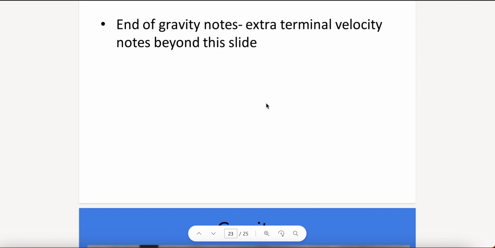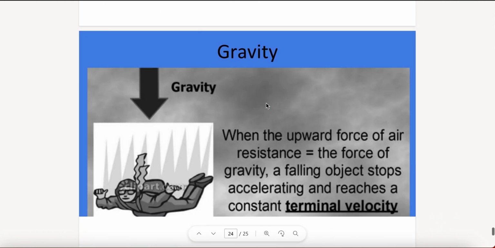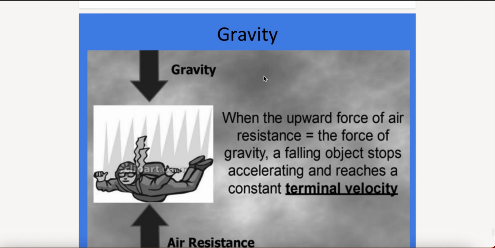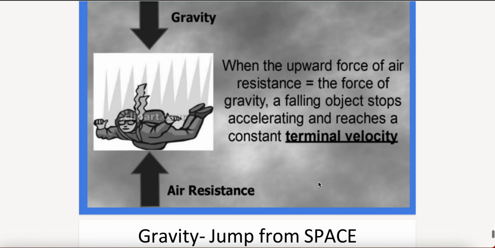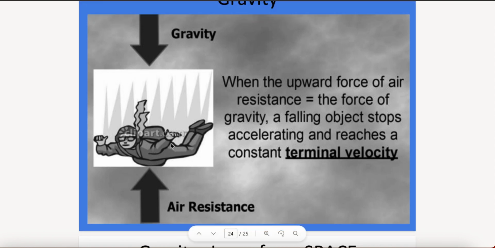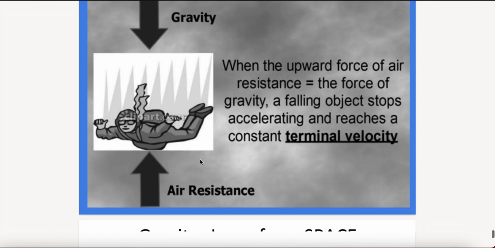Here are extra terminal velocity notes beyond the slide. We have two more slides to go over. Gravity pulls things down, and when the upward force of air resistance equals the force of gravity, a falling object stops accelerating and reaches a constant terminal velocity. This is the air resistance. See, this person is skydiving using gravity, and because there's air resistance, he comes down accelerating until it balances.